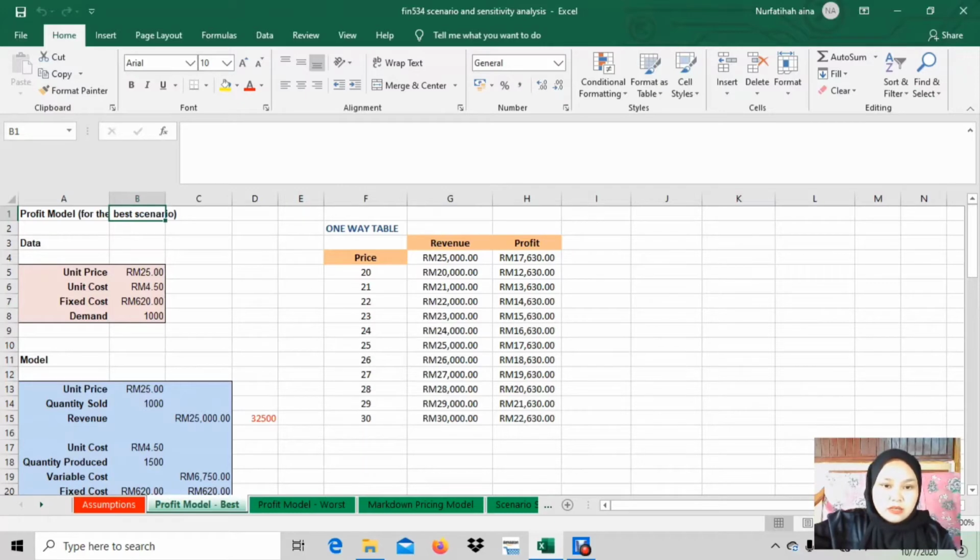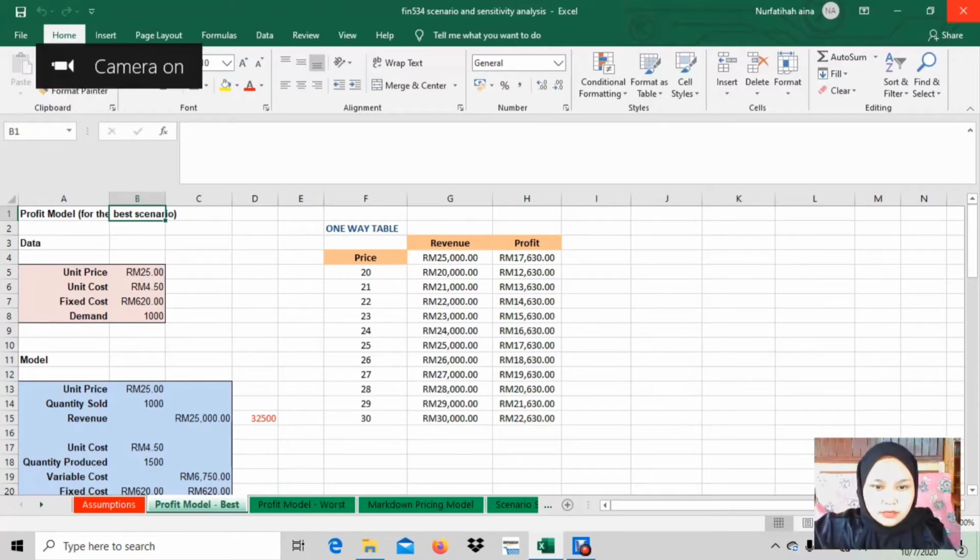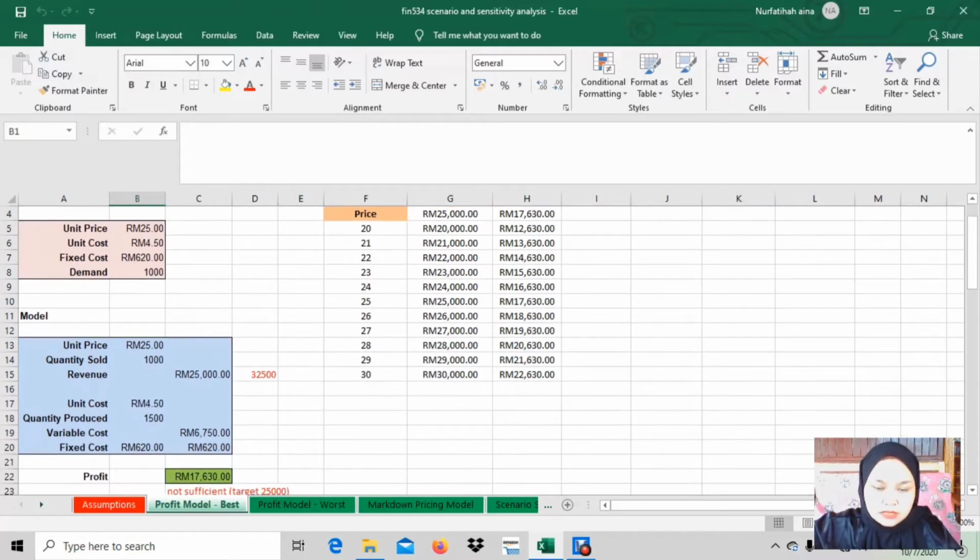I change the data using two ways. First, a one-way table, and second, a two-way table. In the one-way table, I change the price. The competitors set the price for their product at RM 15 up to RM 35. So I change my price from RM 20 to RM 30 in order to get higher revenue and profit. Unfortunately, none of the revenue and profit is above the target.